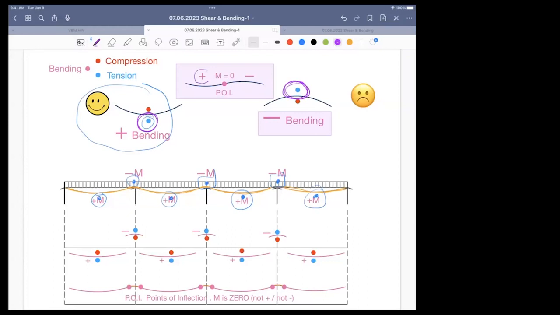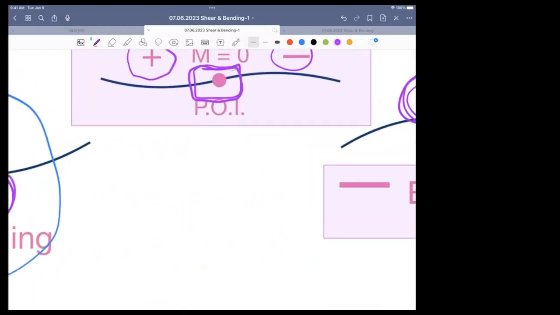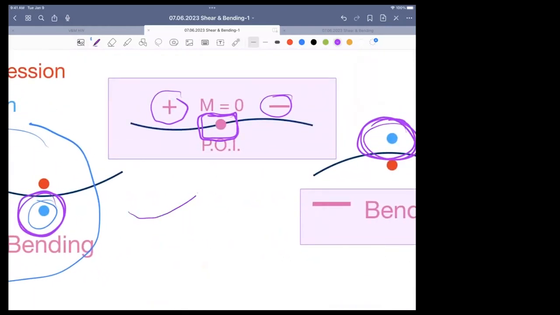And if you have positive joining negative, there's something called the point of inflection. And that is a very popular question on the ARE. The point of inflection is not positive and it's not negative. It's in between. It has no moment, zero moment. And that's where the rebar needs to be flipped from bottom to top.